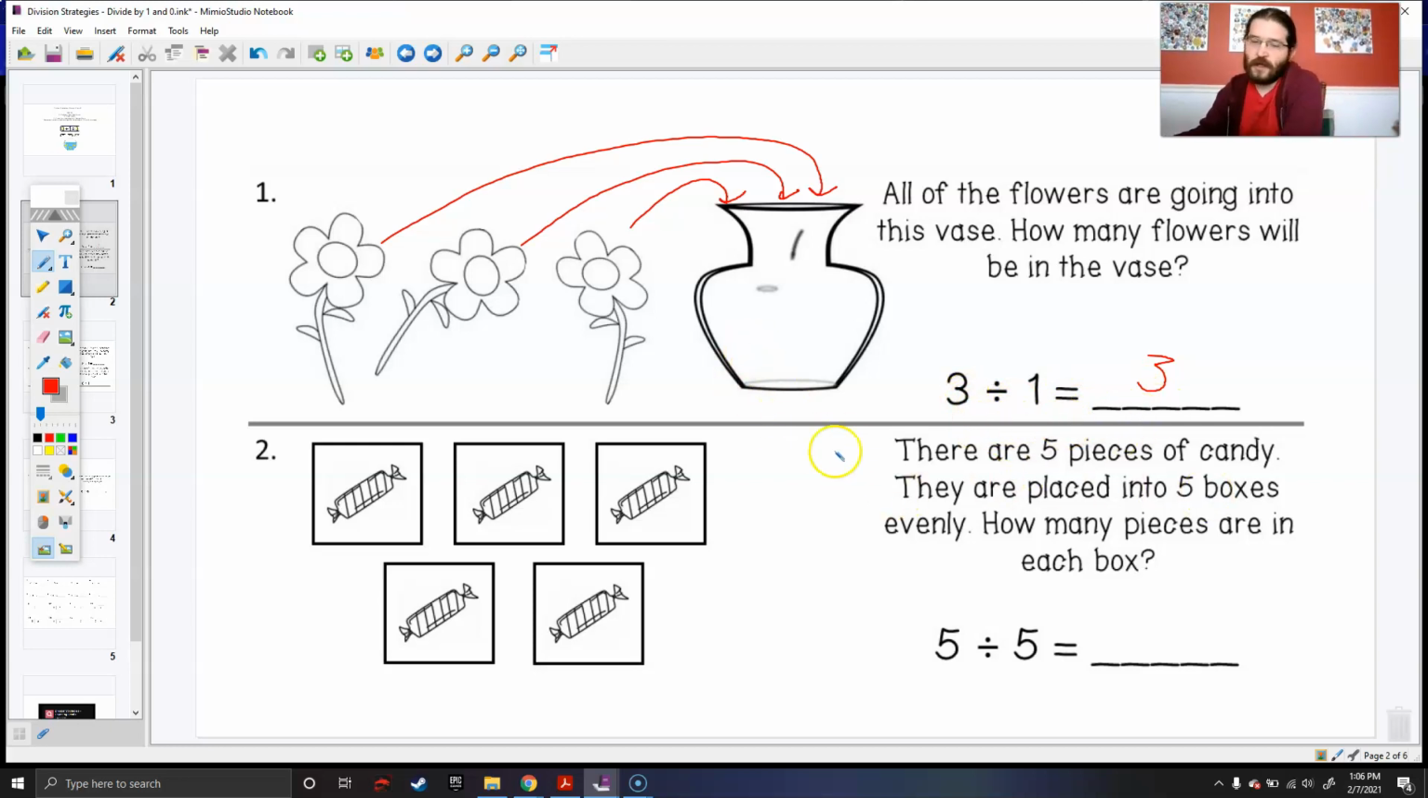All right, let's take a look at our next one. There are 5 pieces of candy. They're placed into 5 boxes evenly. How many pieces are in each box? So 5 divided by 5, that's what we're looking for. Let's take a look at one of our boxes. How many pieces do we have in there? We have 1. So 5 divided by 5 is equal to 1. So anytime that you divide a number by itself, you're always going to get 1.